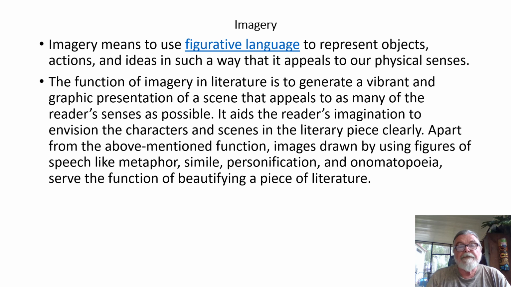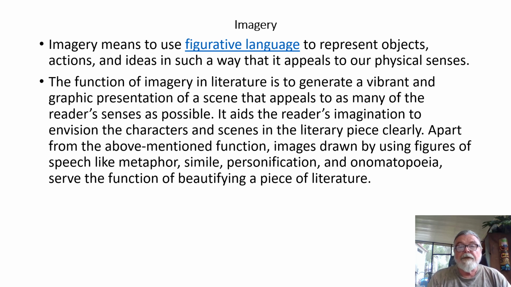Imagery means to use figurative language to represent objects, actions, and ideas in such a way that it appeals to our physical senses. The function of imagery in literature is to generate a vibrant and graphic presentation of a scene that appeals to as many of the reader's senses as possible. It aids the reader's imagination to envision the characters and scenes in the literary piece clearly. Apart from the above-mentioned function, images drawn by using figures of speech like metaphor, simile, personification, and onomatopoeia serve the function of beautifying a piece of literature. This definition and function comes from literarydevices.net.